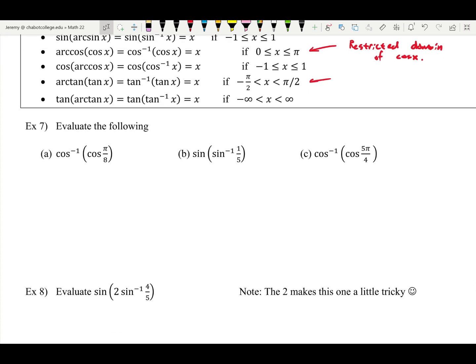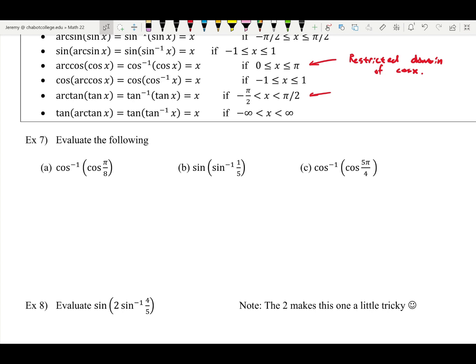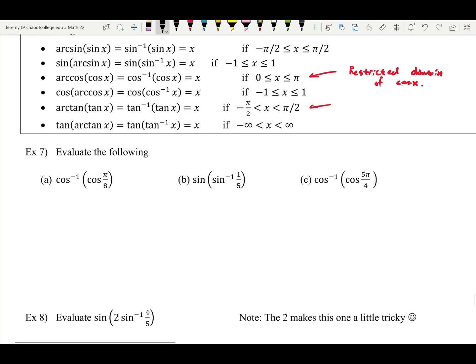We want to evaluate the following. Example 7, part A: we want cosine inverse of cosine of pi over 8. Before I start going through the process of first evaluating this and then evaluating that, I can just think, if pi over 8 is in the restricted domain of cosine, in other words, if it's in the range of cosine inverse, this is just going to output pi over 8. It turns out that is what happens in this case. This is just equal to pi over 8.